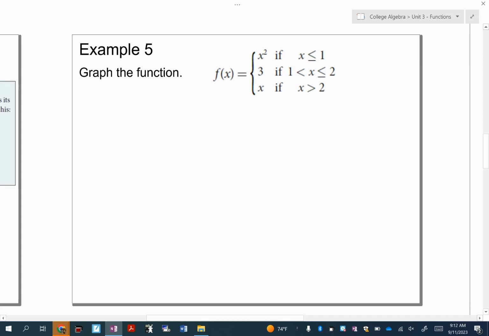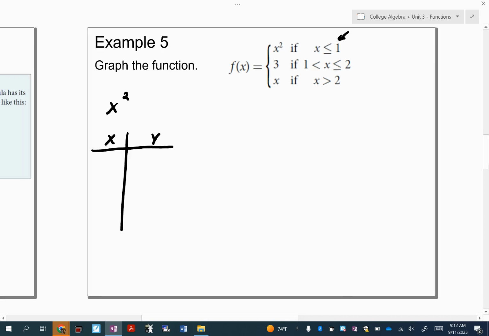So I'm going to start with the first piece, which is x squared, and I always make a t-chart for my x and y, and I want values that are less than or equal to 1. So I'm going to use -3, -2, -1, 0, and 1. And when I plug those in, I'm just squaring it. So -3 squared is 9, -2 squared is 4, -1 squared is 1, 0 squared is 0, and 1 squared is 1.